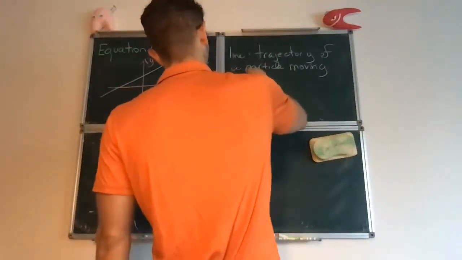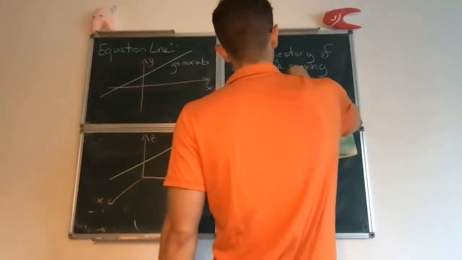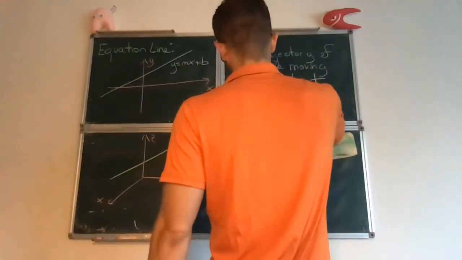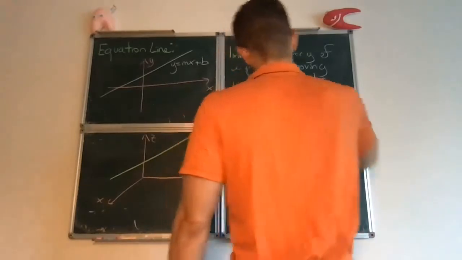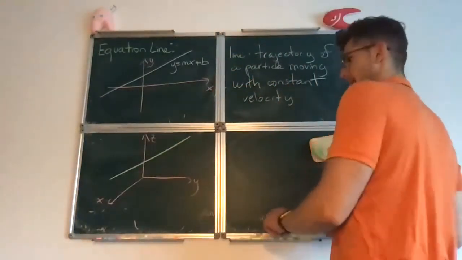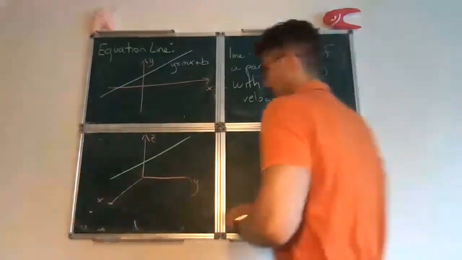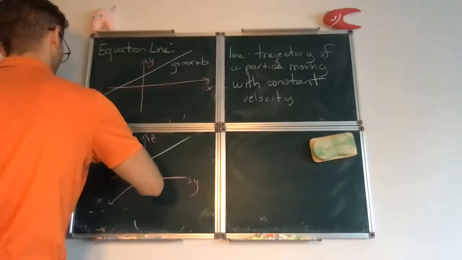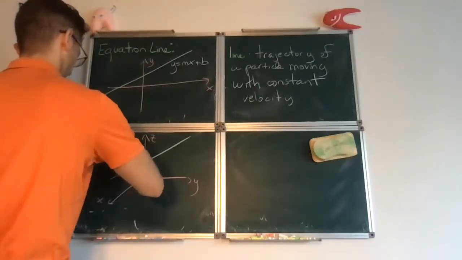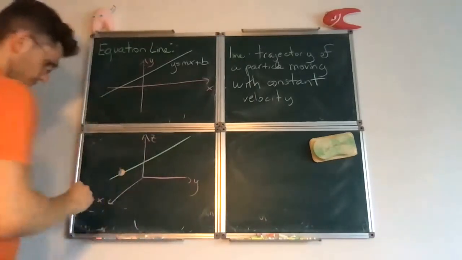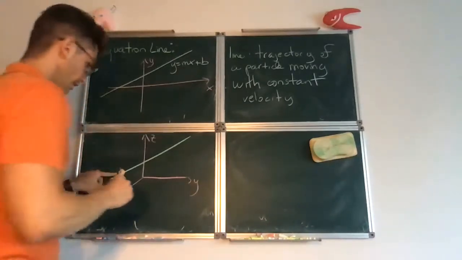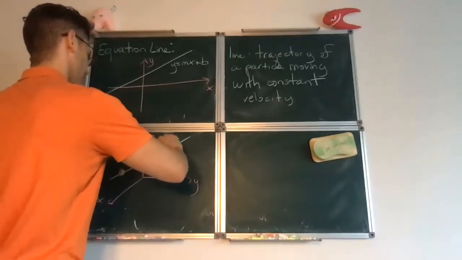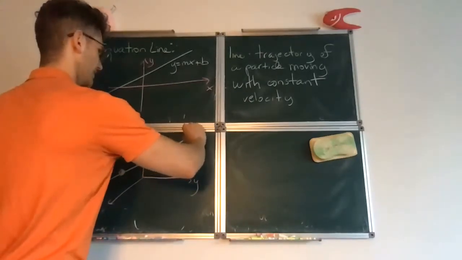Although I still haven't said precisely what I mean by velocity, we all have an idea of what that should be. And so the point is that you want to think of this line as, maybe at some time you have a particle here, the particle is moving at constant velocity, so at another time it is here, at another time it is here.